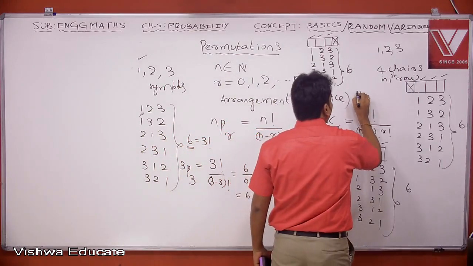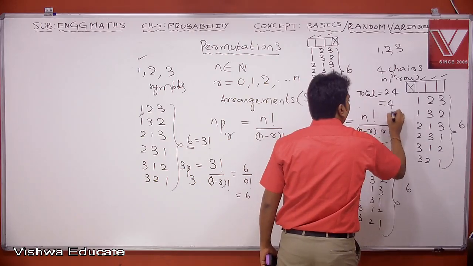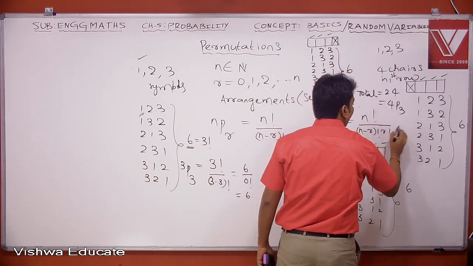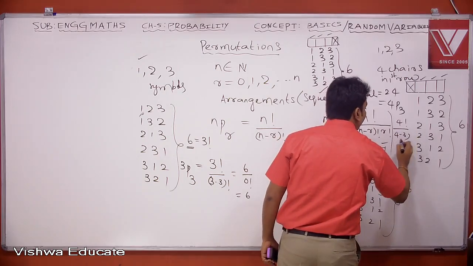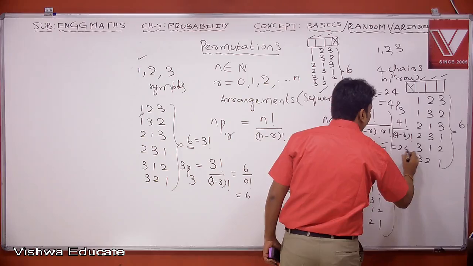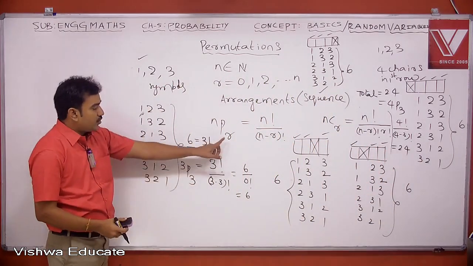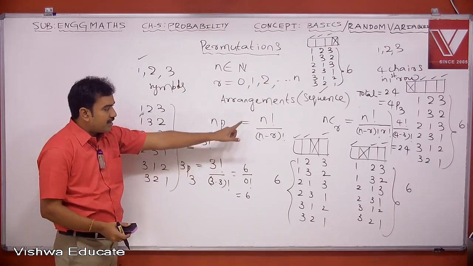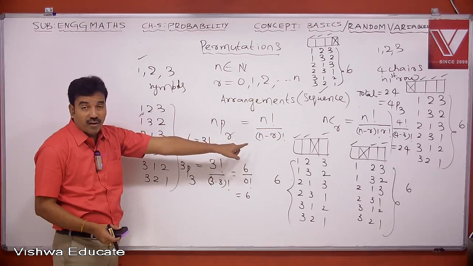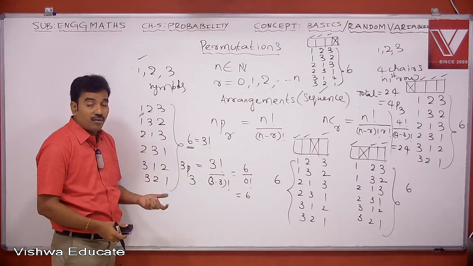So the total number of chances is 24, and basically this 24 is nothing but 4P3. So what is 4P3? 4 factorial by (4 minus 3) factorial. So we get 24. So this is the way. Therefore, the number of ways of arranging r things out of n things is given by nPr, that is n factorial by (n minus r) factorial. The number of permutations will always be more when compared to the number of combinations.